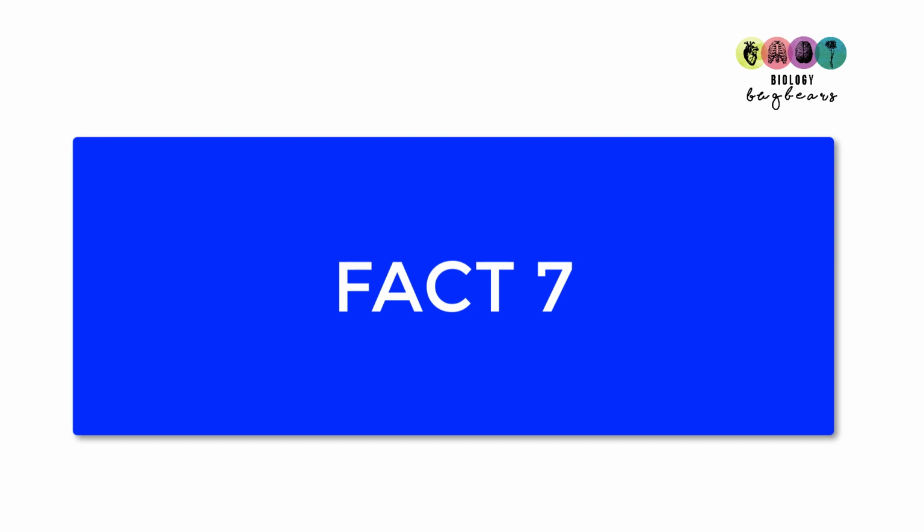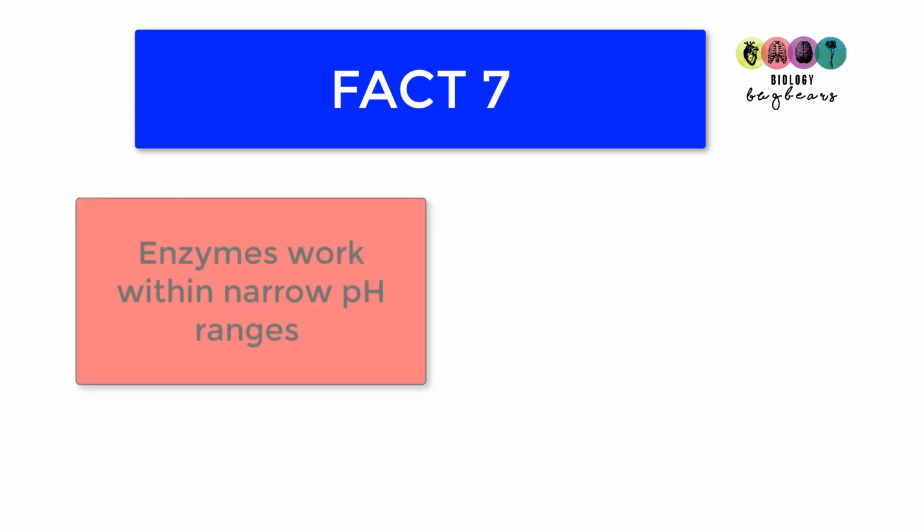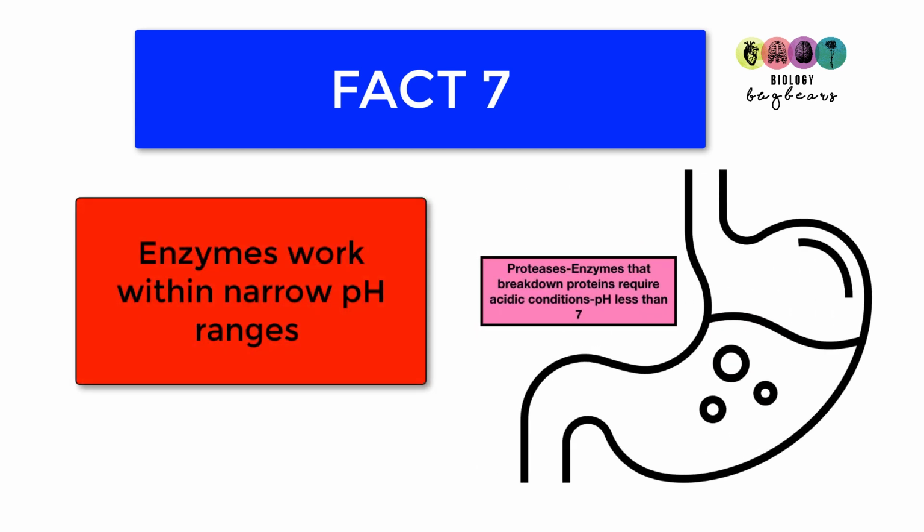Fact number 7. pH is another factor that influences enzyme activity. Enzymes work best within narrow pH ranges. Within such ranges, there will be an optimum pH at which the enzyme works best. For example, in the stomach, those enzymes, those proteases, prefer an acidic environment and a very particular narrow range of pH, generally between 1 and 2.